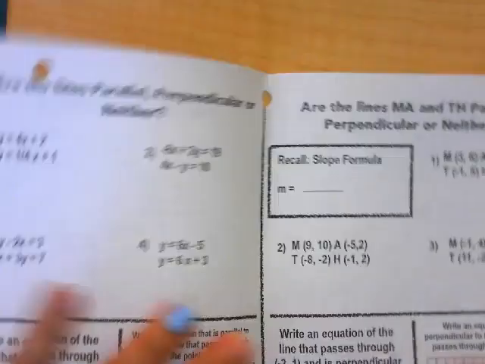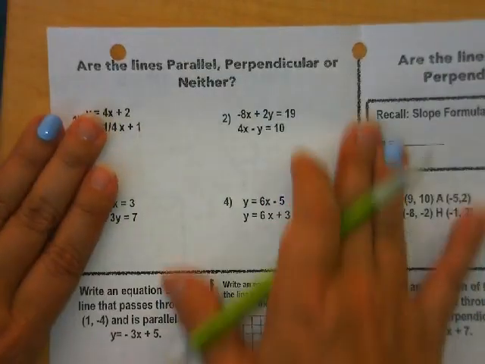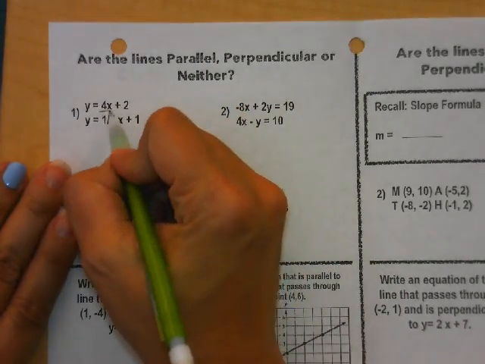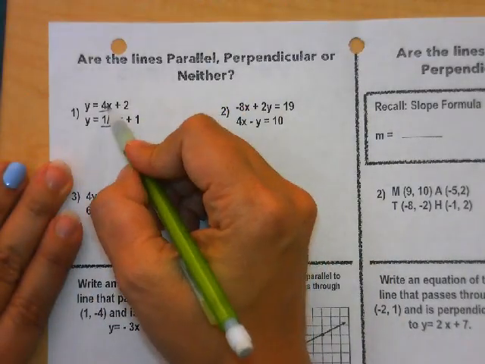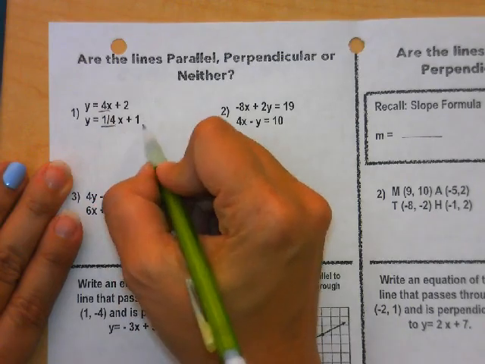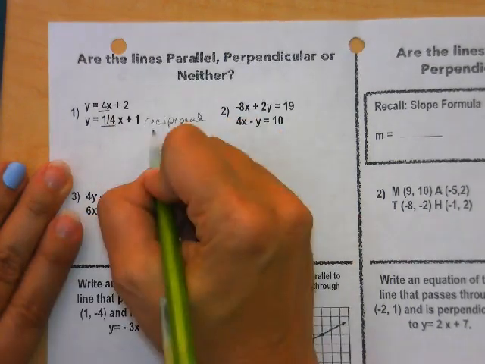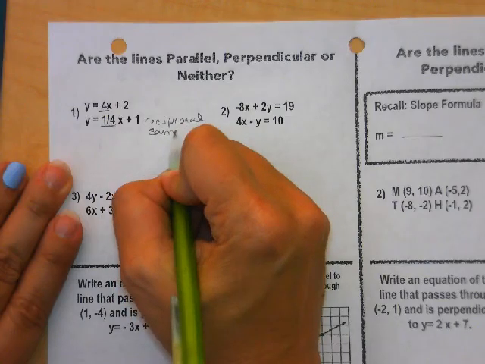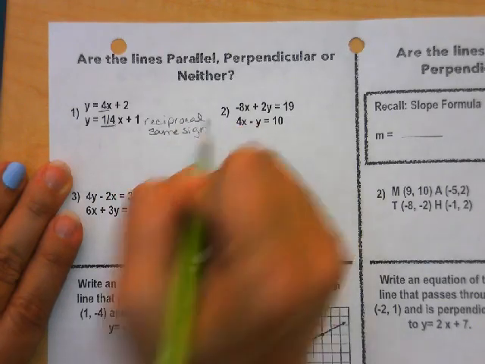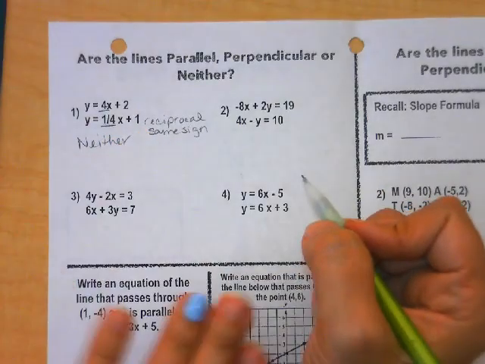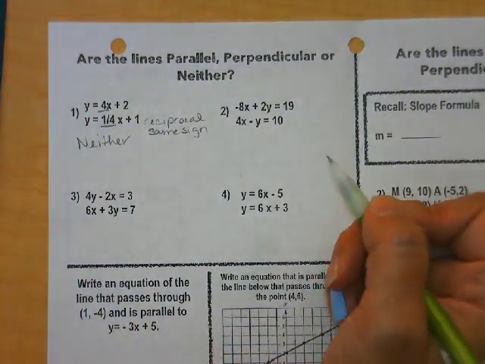So how can we take that and go ahead and identify some of these? Here, we're only looking at the slope. The slopes, this is a reciprocal, but it is not an opposite reciprocal. This is a reciprocal, same sign. So this is going to be neither. It is not parallel or perpendicular.